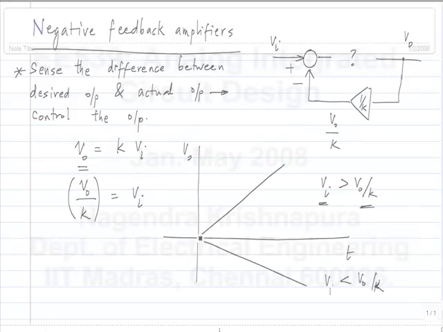So this is what I want. I want the output to ramp up if the error is positive, and also I want it to be proportional to the difference, or at least in some way be dependent on the difference. So what is the block that will give me this type of behavior?